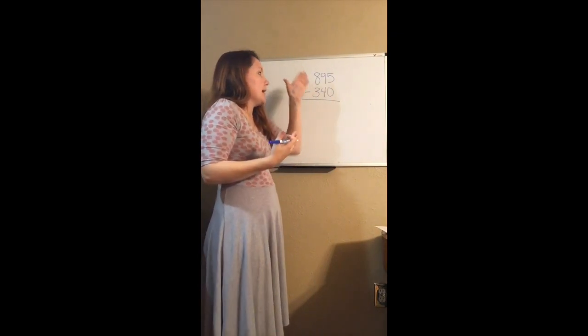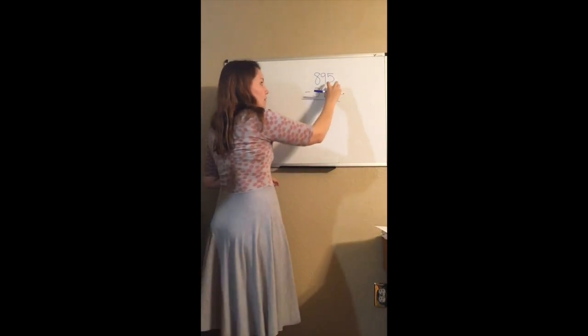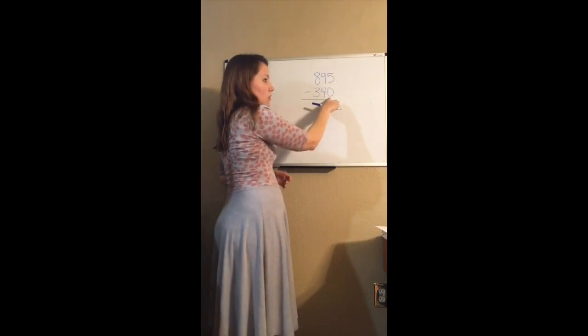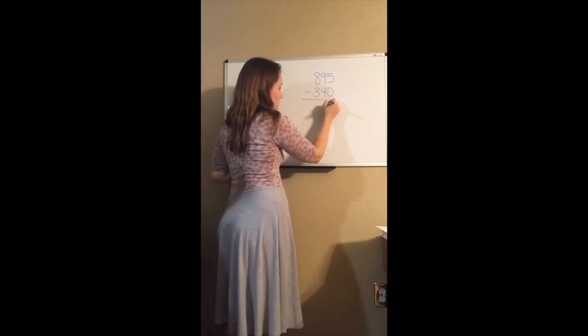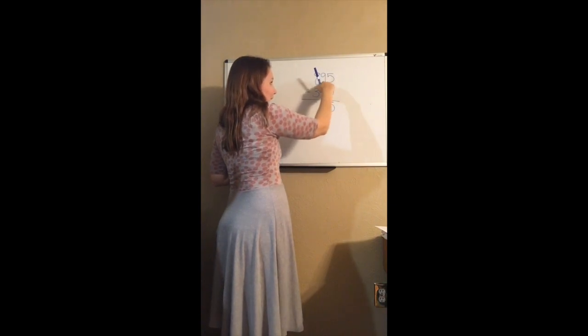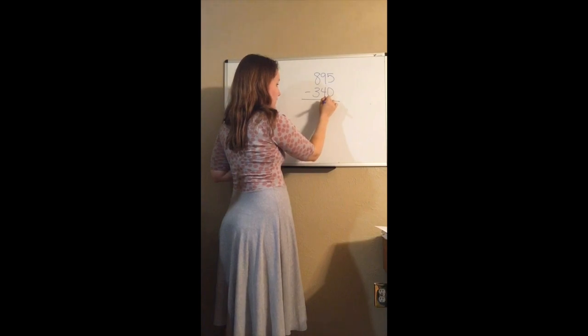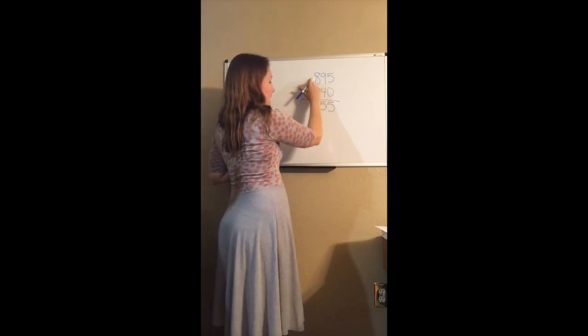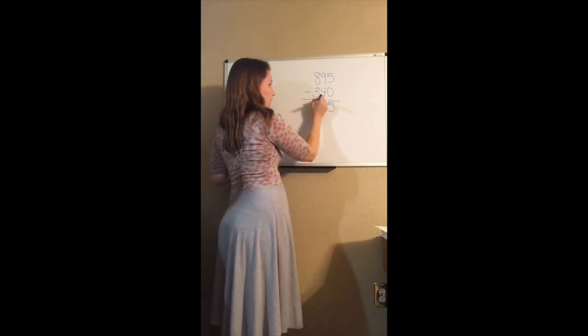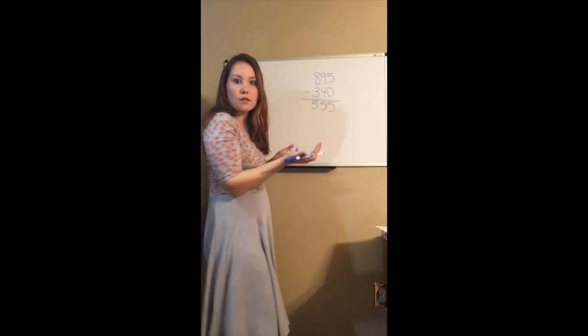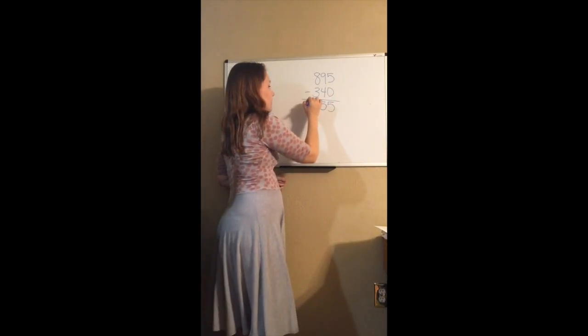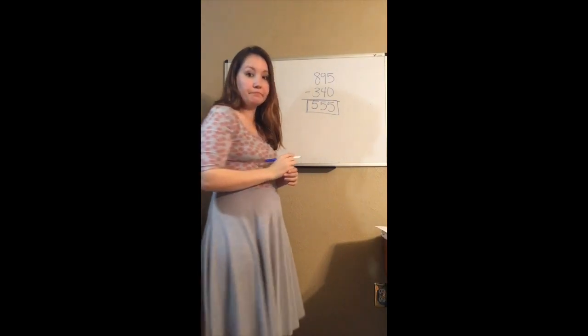All right, so let's look at this. Our next step is subtract down. So we have 5 minus 0. Well, 5 minus 0 just gives us 5. 9 minus 4 gives us 5. And then 8 minus 3 gives us another 5. So our answer is going to be 555.